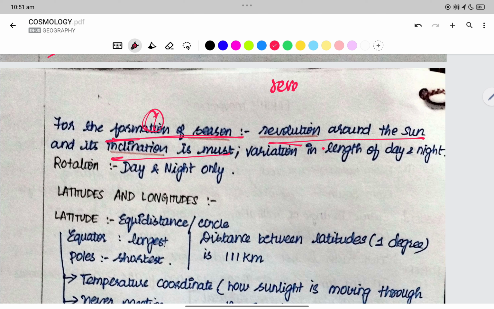First, we have the revolution. The Earth is rotating on its own, which causes day and night. It is revolving around the sun. Revolution around the sun is giving it seasons. But why do we have seasons in specific?